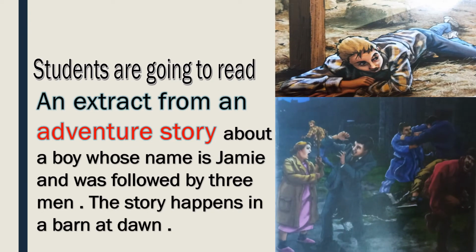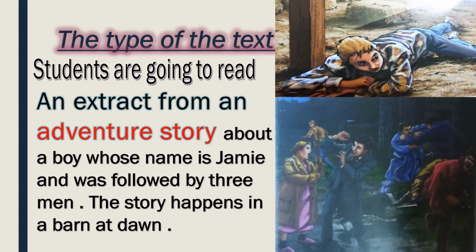As I told you in our previous lessons, the type of the text that you are going to read is an adventure story. The main elements of this story, we have the main character, Jamie, then we have the three men that were following him, and we have the farmer and his wife. The setting of this story is in the barn.